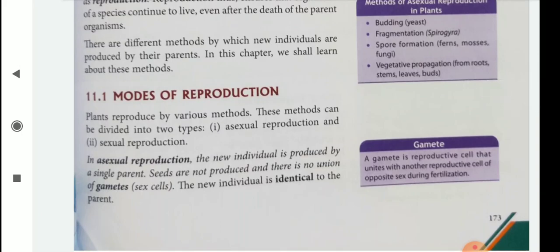Plants reproduce by various methods. These methods can be divided into two types, asexual and sexual. In asexual reproduction, the new individual is produced by a single parent. Seeds are not produced and there is no union of gametes. Gametes means, children, sex cells. The new individual is identical to the parent.